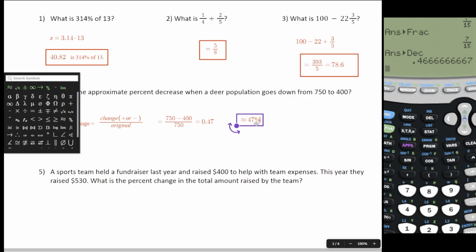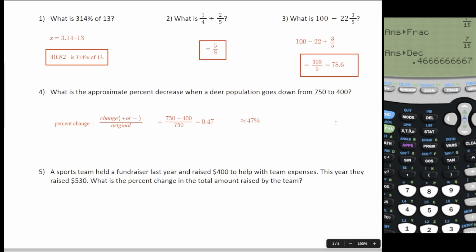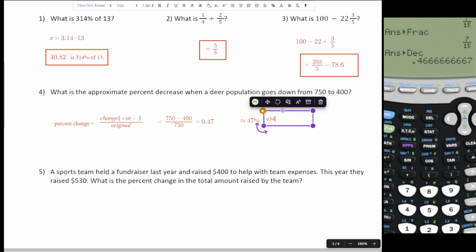Now you also want to say whether or not it's an increase or decrease, and we already established that since it's going down, this is going to be a decrease. So it's about a 47% decrease.